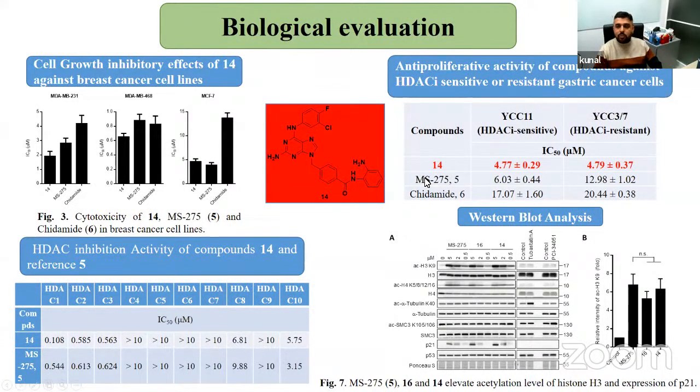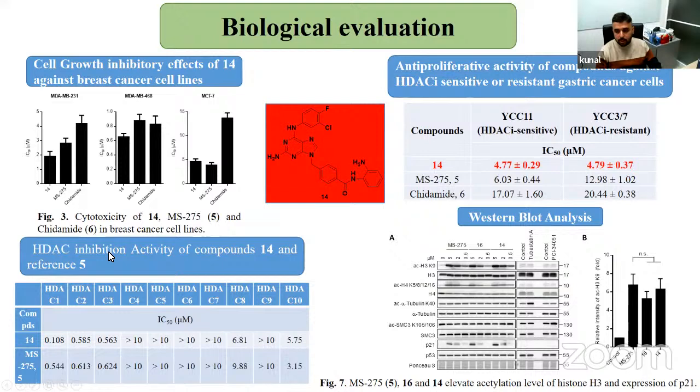So with these promising effects, we moved further from the cellular assays towards the enzymatic assays. This is another important area of drug design. The first step, I told you, if someone is designing drugs, they have to select a target. Once they select a target, they have to design a drug. Once they design the drug, then they have to synthesize the drugs. Then they have to move towards the cellular activity. However, this protocol is flexible for every research group.